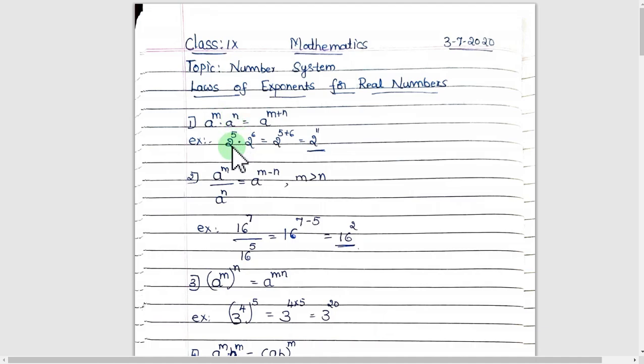Base is the same. Then we can add the powers of the numbers. See, for example, 2 to the power of 5 into 2 to the power of 6. Base is the same but exponents are different. So we can add the powers: 2 to the power of 5 plus 6. So 2 to the power of 11.